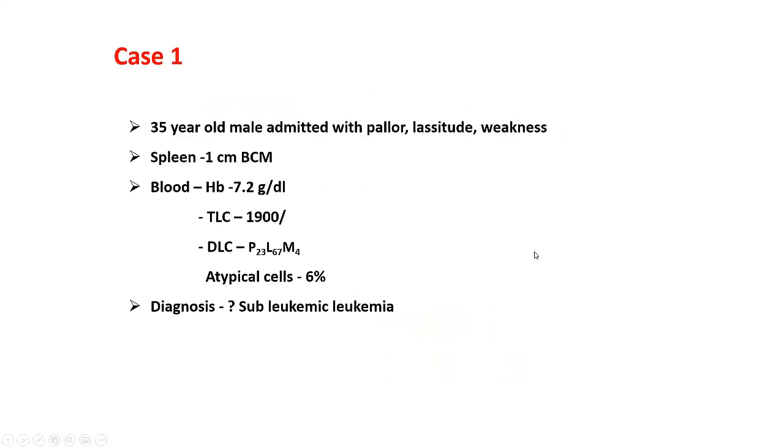This was a 35-year-old male who was admitted with pallor, lassitude, weakness. The patient had a spleen of 1 centimeter, low hemoglobin of 7, TLC was low at 1900, and neutropenia, polymorphs were 23. But there were atypical cells, 6%. This is a very important finding: the patient has a low TLC, and yet there are atypical cells at 6%, and those atypical cells were blastoid. Therefore, considering the low count but the presence of blastoid cells, the diagnosis of subleukemic leukemia was thought of.